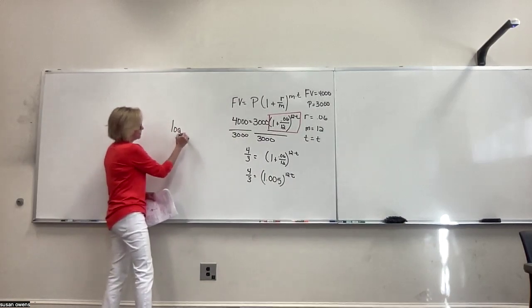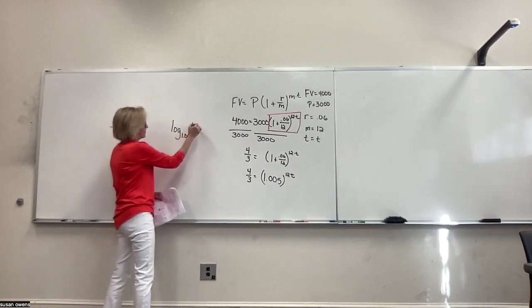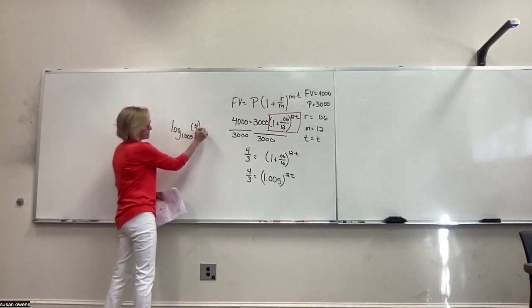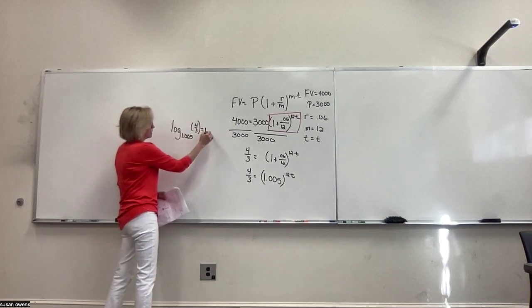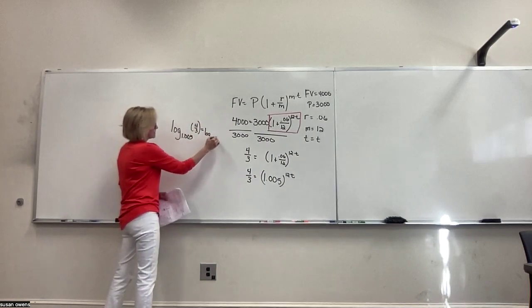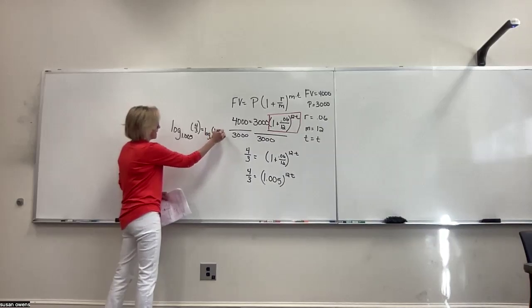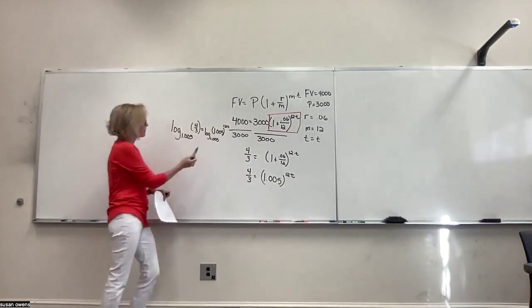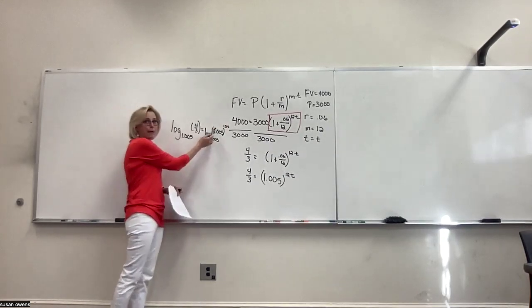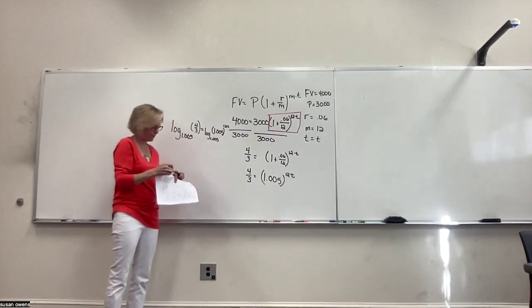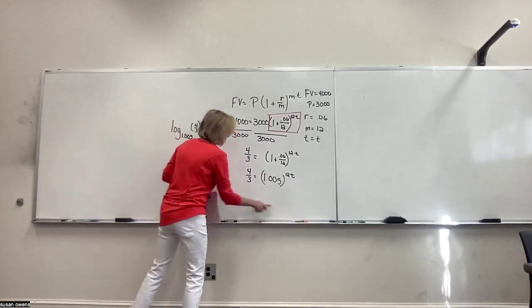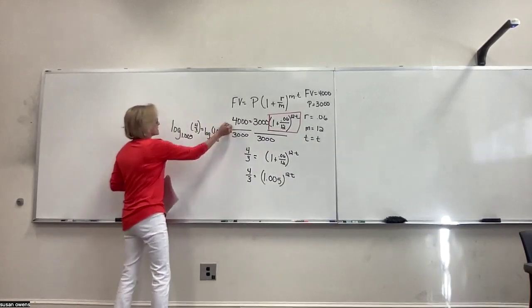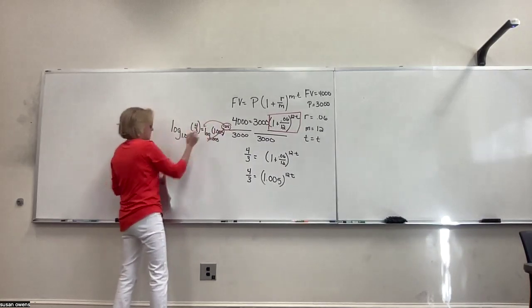1.005 of 4/3 is equal to log base 1.005 of 1.005 to the 12t. Sorry, I'm running out of space. Okay, so I've got this log base and the base match, so what happens to them? They cancel, like this, which means this 12t can come down in front.